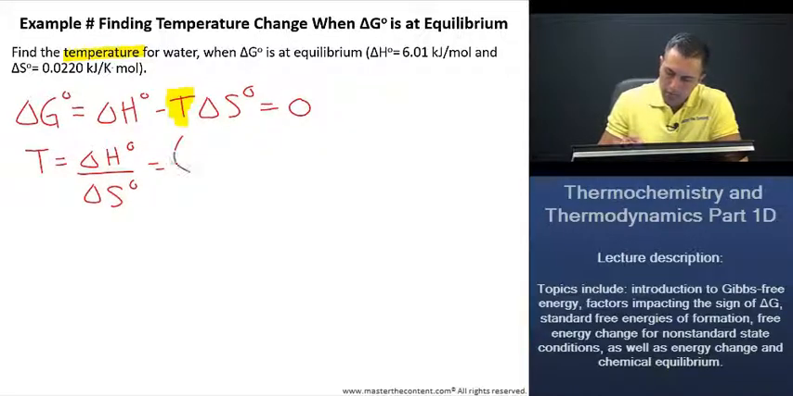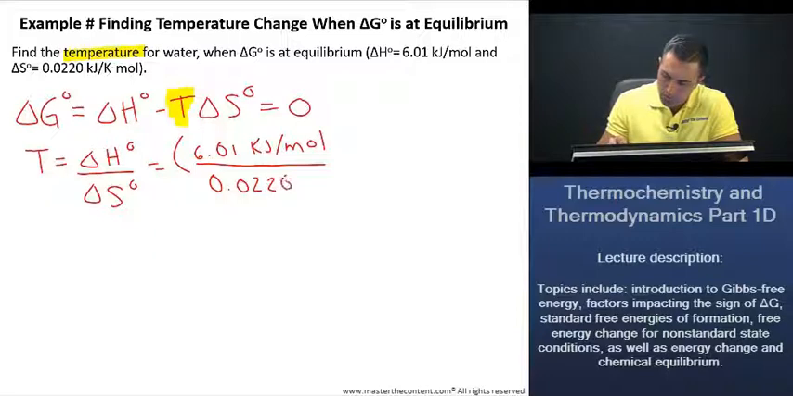Now let's go ahead and just plug in our values. It's telling us here that the standard enthalpy change is going to be 6.01 kilojoules per mole, right? Now, what is the standard entropy change? Well, that's given to us as well, right? At just 0.0220 kilojoules per Kelvin mole.